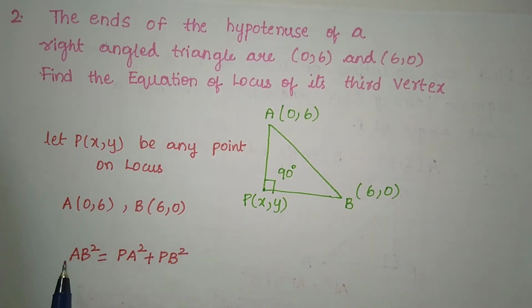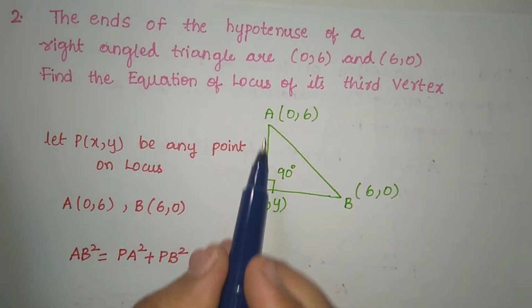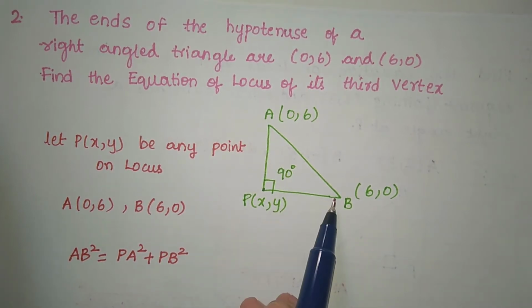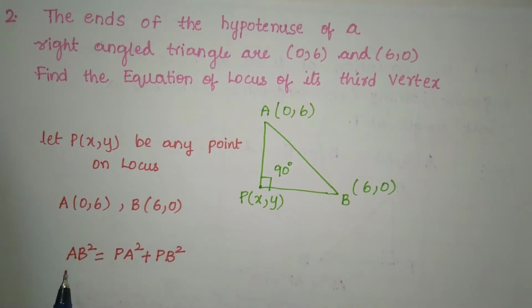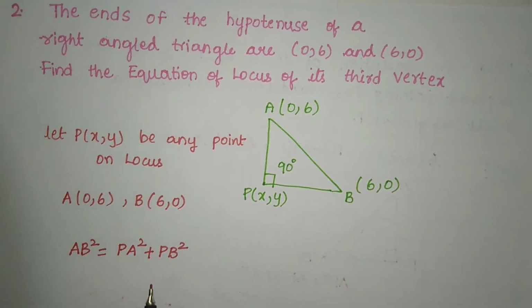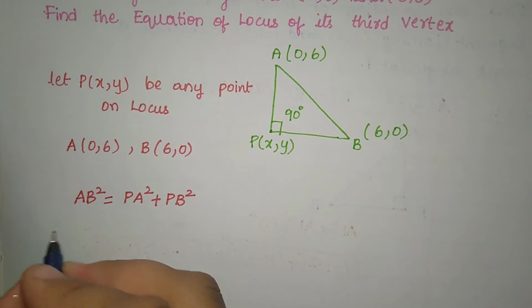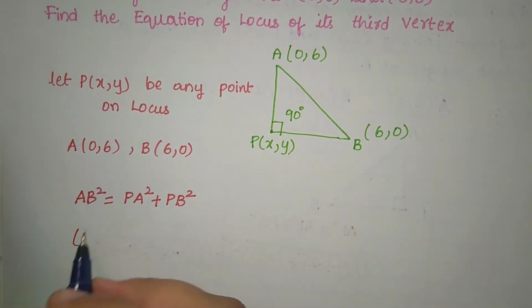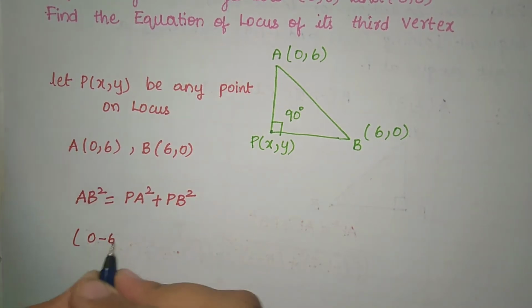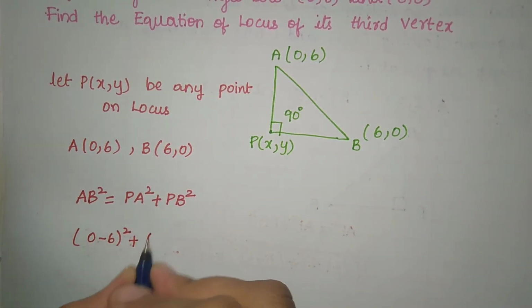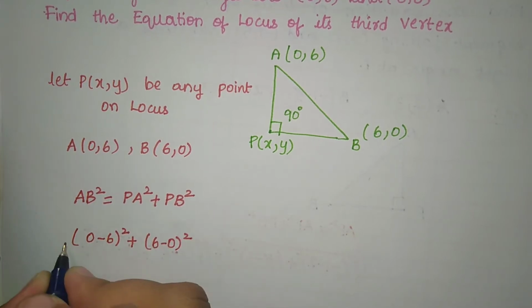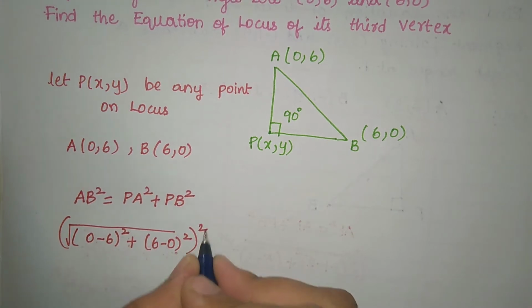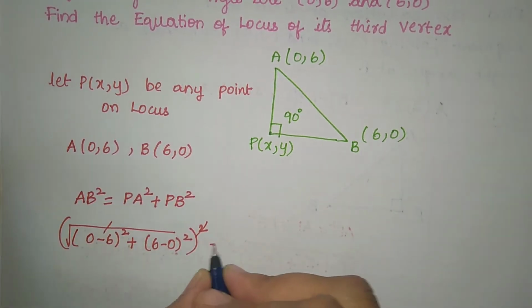So A is point (0, 6), B is (6, 0). So according to Pythagoras theorem, we have the sum of the squares of the two sides is equal to the square of the largest side, that is hypotenuse. So AB square is equal to PA square plus PB square. So substitute all the values. So find out the distance between A and B: (0 minus 6) whole square plus (6 minus 0) whole square under root, and here we have square, so you have to write square also. Square and under root will get cancelled.